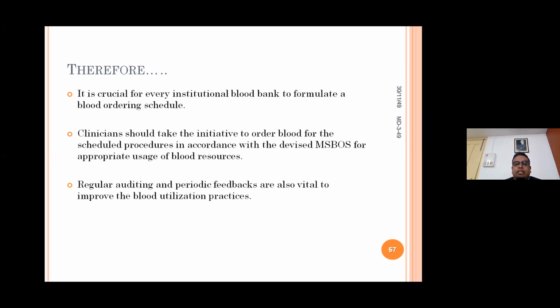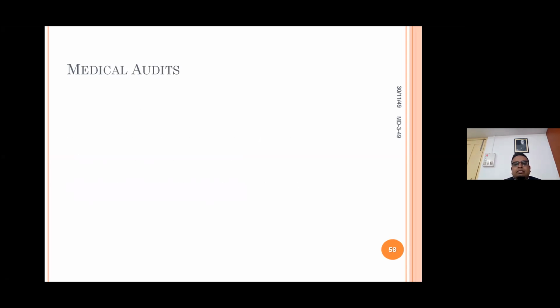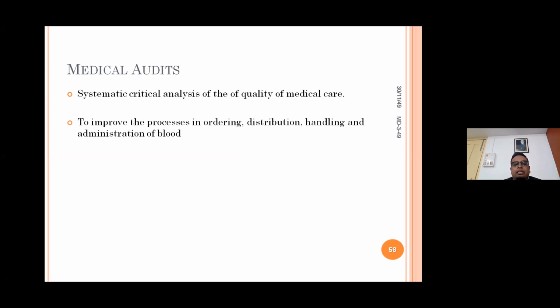Now, these audits are very important. Unless there is auditing, there is no scope for improvement. So medical audits are part and parcel of anything that functions, and also the functioning of the blood bank. So what do they help in? They help in systematic critical analysis of the quality of medical care. It improves the processes in ordering, distribution, handling, and administration of blood.